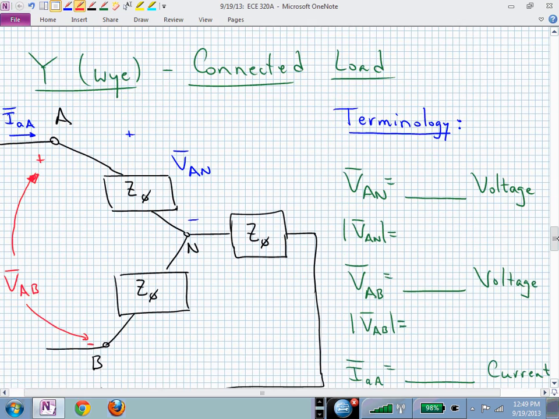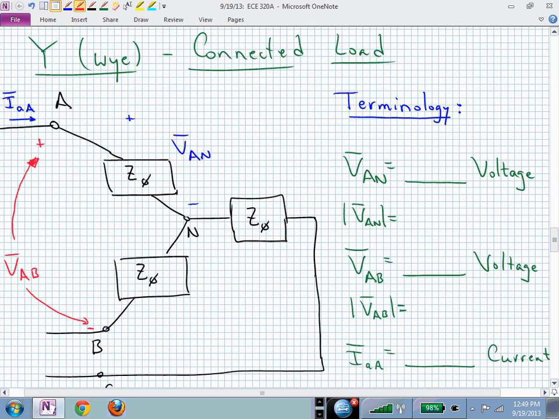All right, here's a quiz. There's our Y-connected load, and I need you to fill in the blanks. This is at the load side, and I've labeled V sub AN and V sub AB with the appropriate polarities indicated. In this Y-connected or configured load, V sub AN is fill in the blank, voltage.